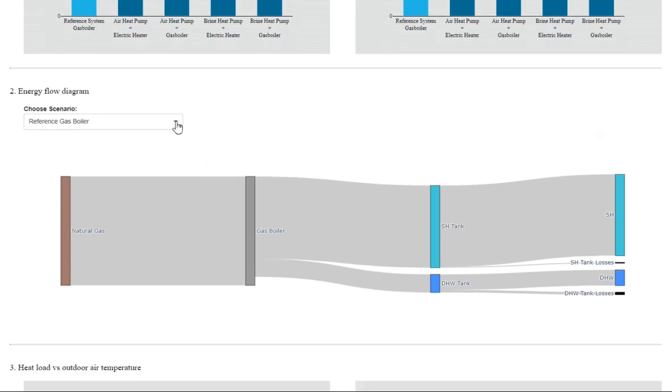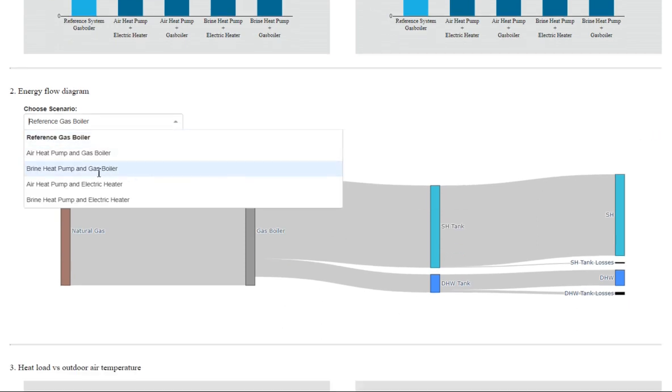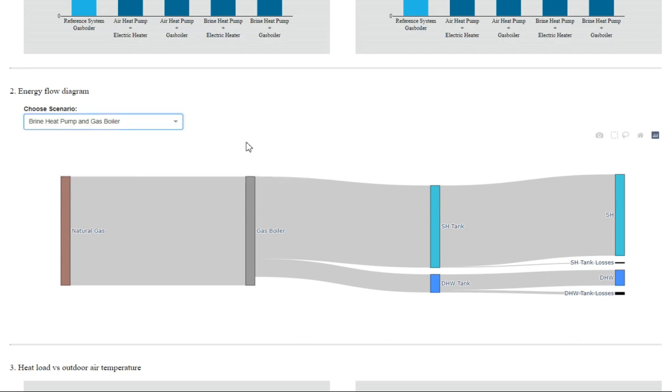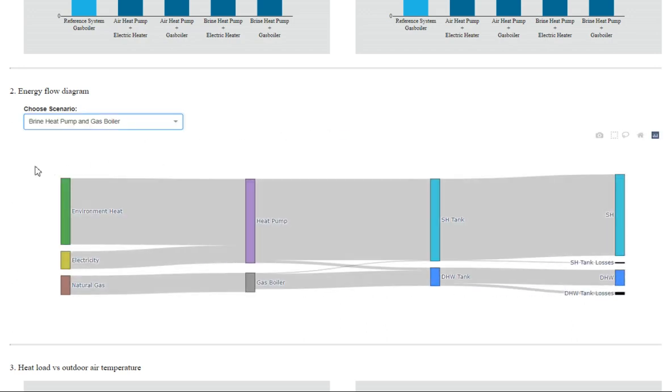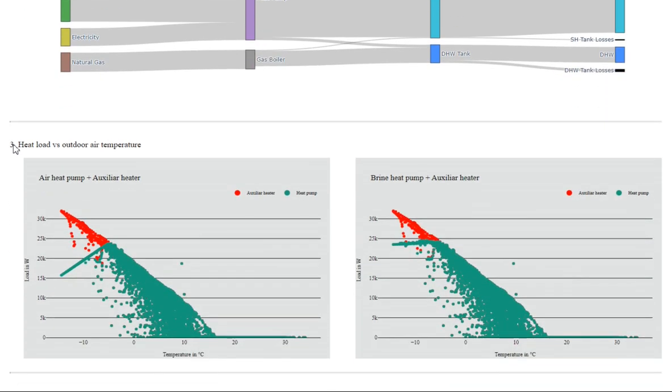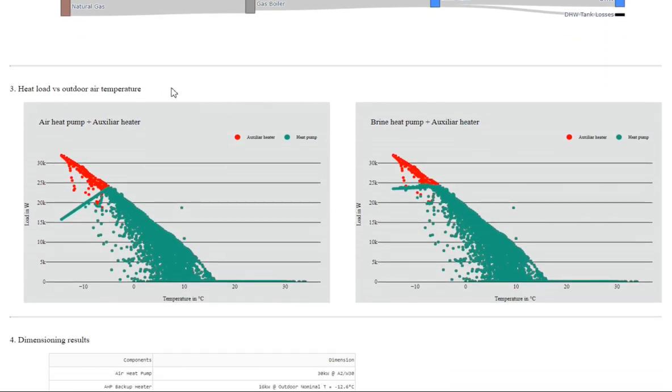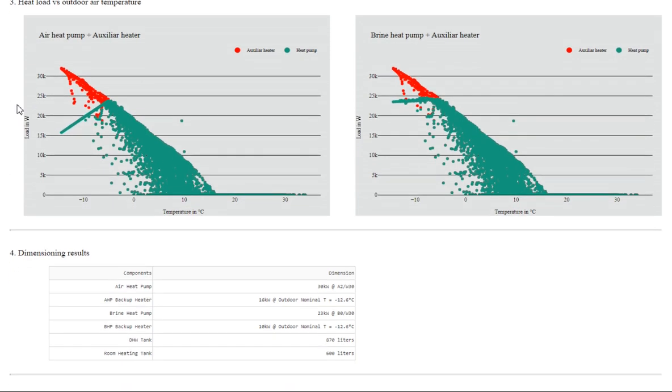Here we see the energy flow diagram. We can choose again to see the brine heat pump with a gas boiler solution. Here you can see the heat load versus the outdoor air temperature, depending on whether you have an air heat pump or a brine heat pump. And lastly, we have the dimension results. So we can see here how many liters every tank must have, and also what the rated power is that the heat pumps and auxiliary heaters must have for every scenario.